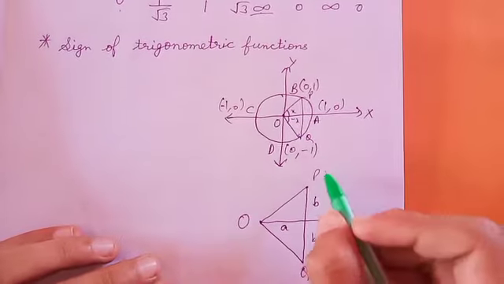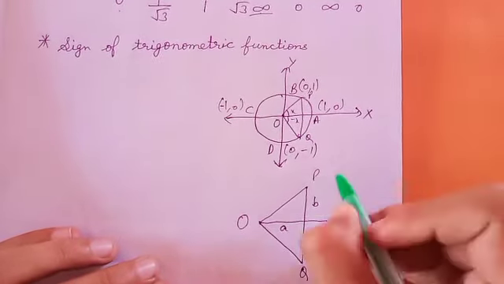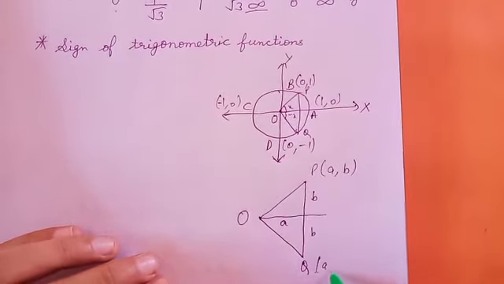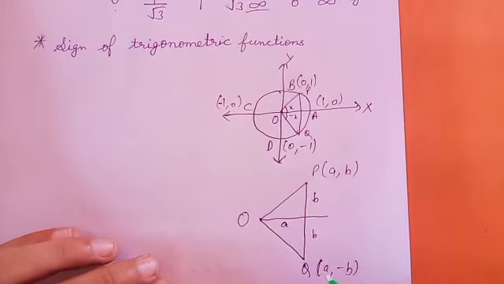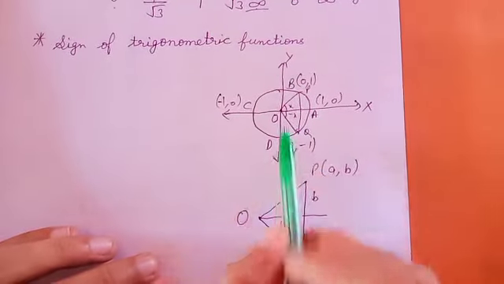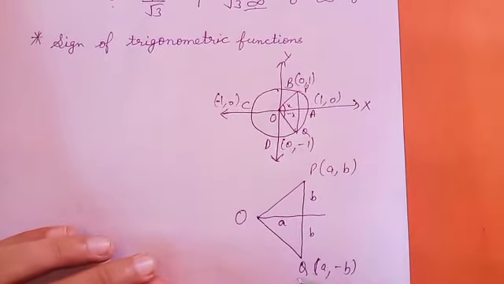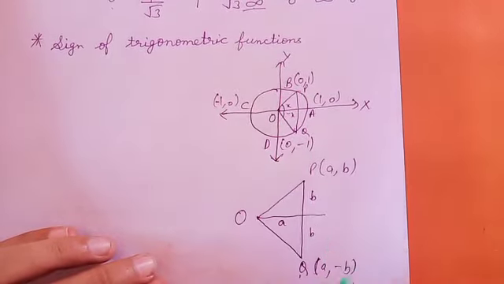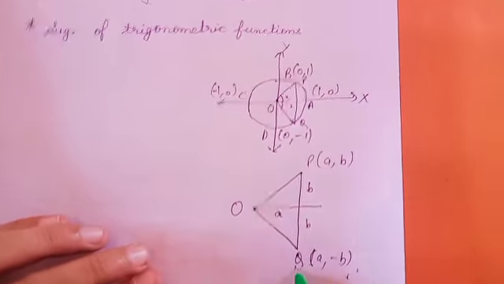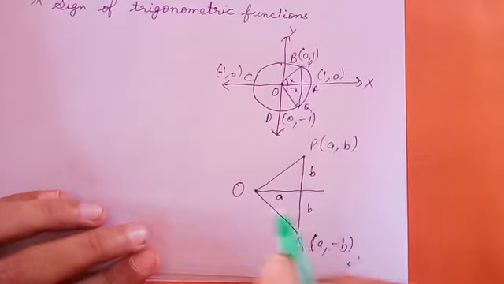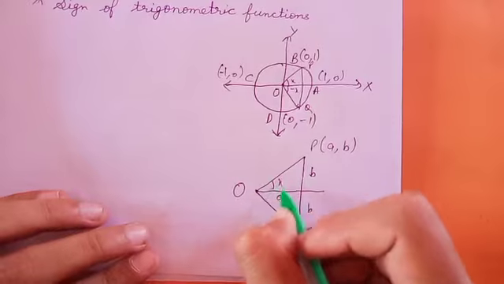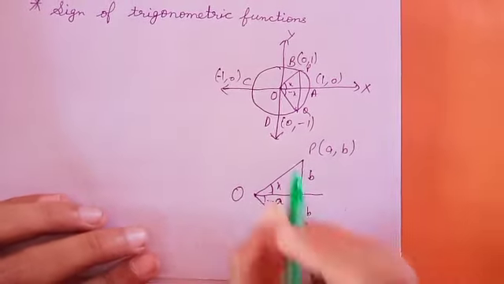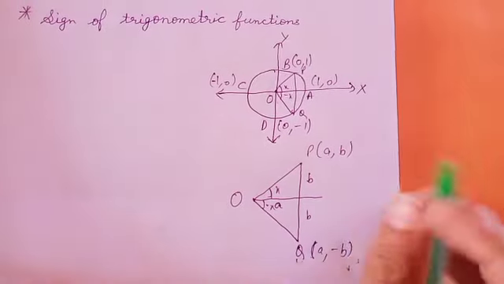And what will be the coordinates of P and Q? Of P it will be A and B, and in case of Q it will be A and minus B, because Y is negative in the fourth quadrant, and B is defining the length of Y, so the coordinates of Q are A and minus B. So our angles were X and here minus X, the same angle in the opposite direction.